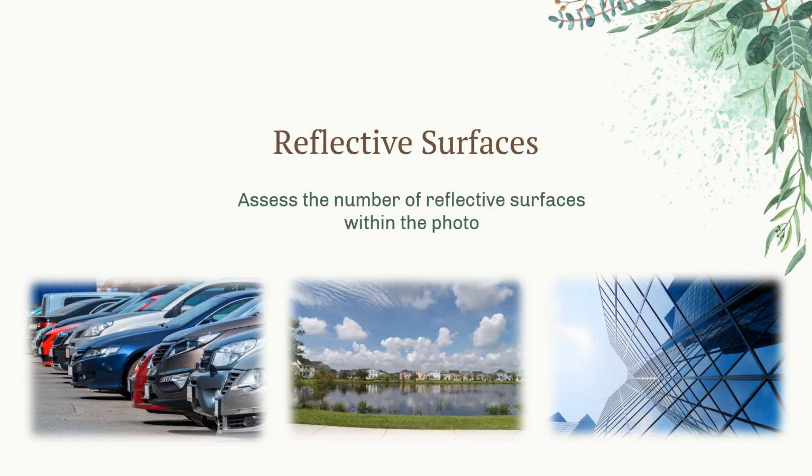Reflective surfaces are surfaces that are smooth and shiny, that when exposed to light, they reflect it at the same angle as it hit that surface. Examples include cars, windows, and bodies of water.